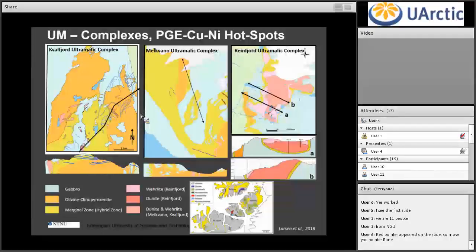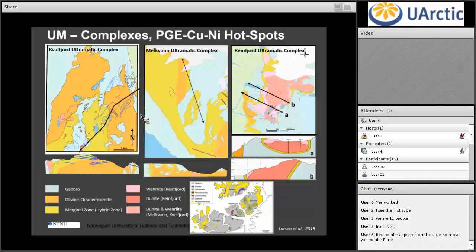So that brings us to the ultramafic centers. We have revised the geological maps for three of them, including Reinfjord to the right, where we have done most of our work. But we have revised it from unpublished master theses and various other sources. And although this may look like a fairly busy slide, there's actually a lot in common when you compare these three complexes. Particularly when you look at the Kvalfjord and Melkvann, we can see that it is divided in three different main rock types.